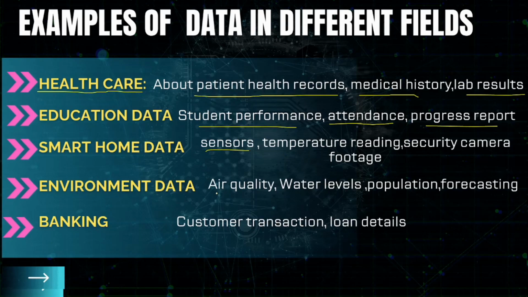Next one, environment data. With environment data, they mainly concentrate on air quality, water levels, pollution, and weather forecasting. All this data they are collecting, right? That comes under the environment data.